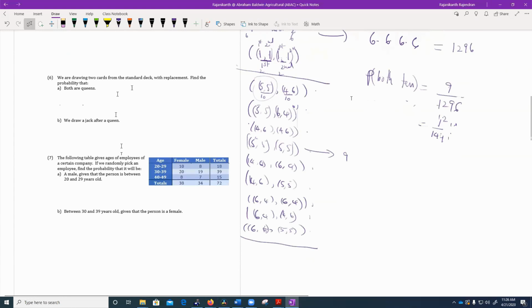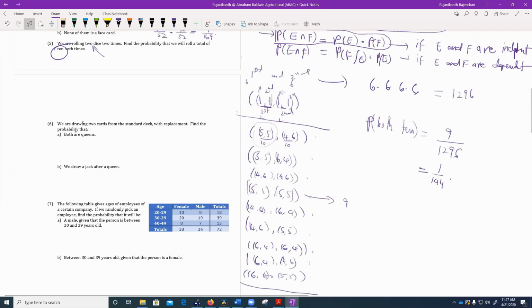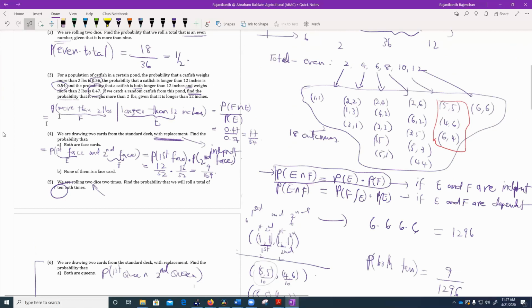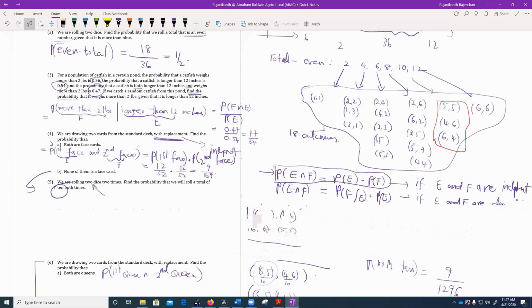We are drawing 2 cards from the standard deck with replacement. This question is similar to the one I did, right? So I'm leaving this problem; I believe you could do that. Let me just write the first step. Both are queens means the first queen and second queen, so use the product formula. This is similar to which problem? I left one part, Part B from number 4. I did not do that one, so I'm writing that answer here.